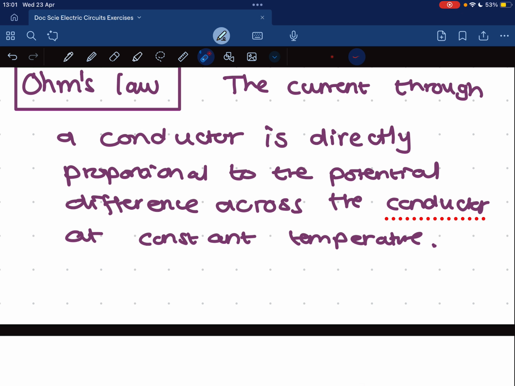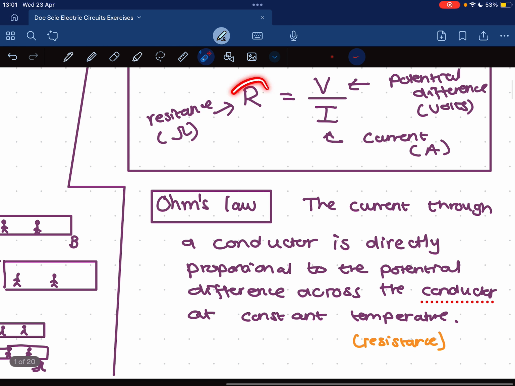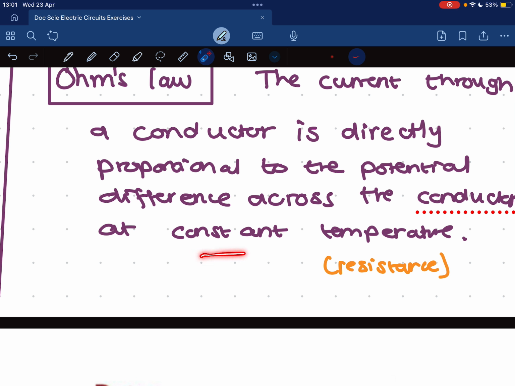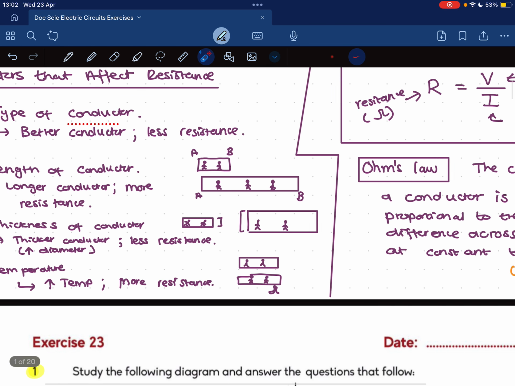But this relationship is only true if the temperature remains constant. And temperature remaining constant is basically resistance. However, we don't use the word resistance in this law, because the resistance is calculated via this ratio. So we specifically mean that the temperature is remaining constant. You cannot exclude that from the definition, because the moment that it is no longer constant, the law is no longer going to be obeyed. So this is very important.